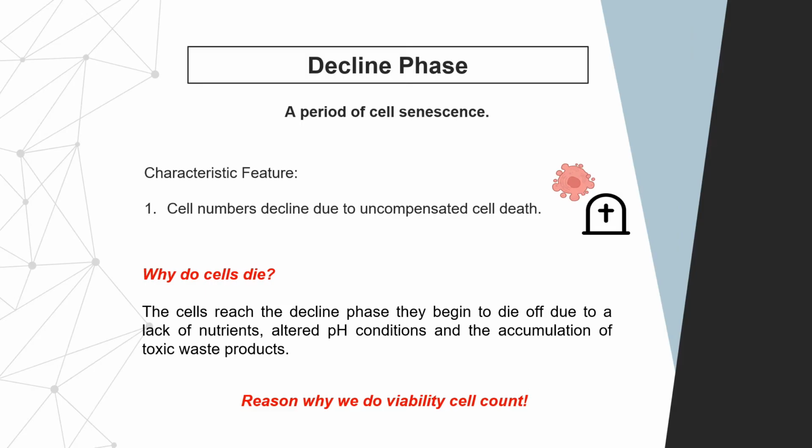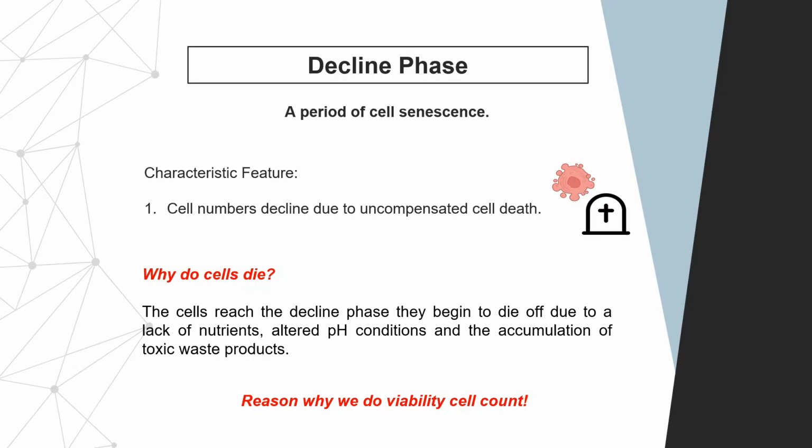Last but not least is the decline phase, which is the period of cell senescence. One characteristic feature is that the cell numbers start to decline due to uncompensated cell death. Too many cells are dying, but not many cells are proliferating. So why do cells die? At this point, when they reach the decline phase, they begin to die off for many reasons. Some of the reasons are lack of nutrients, as the nutrients in the cell culture media have been used up.